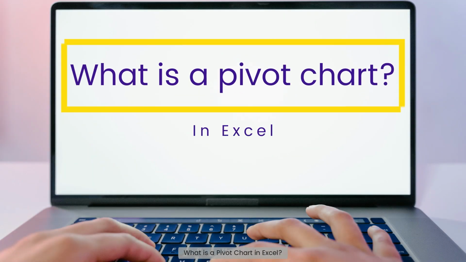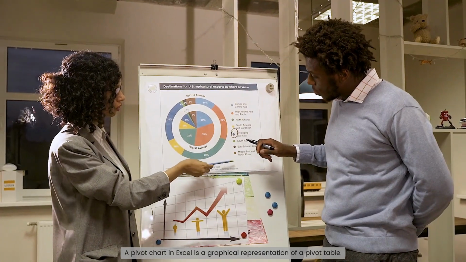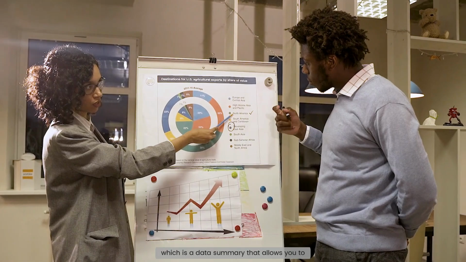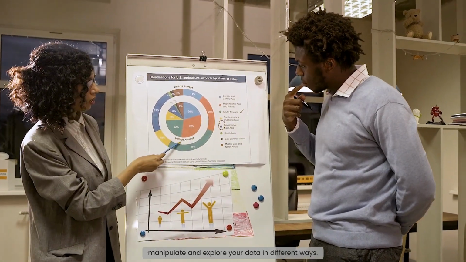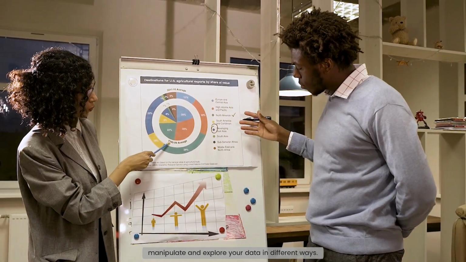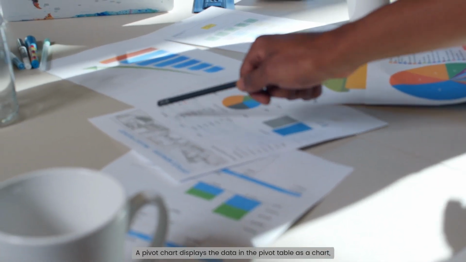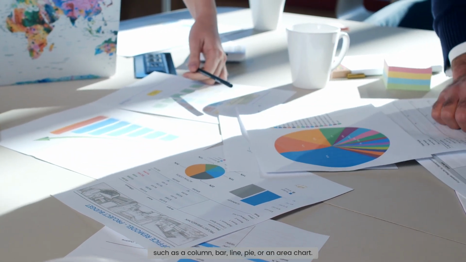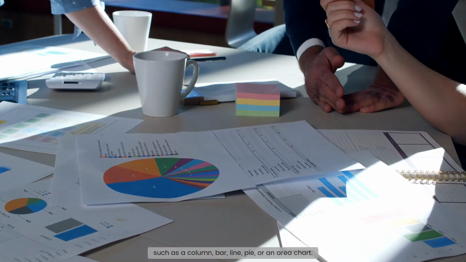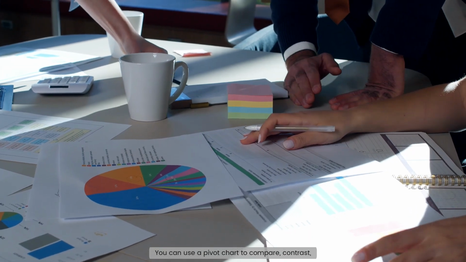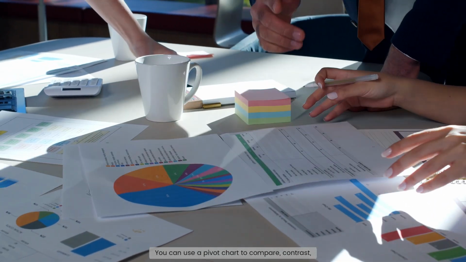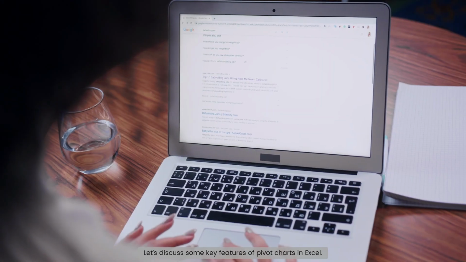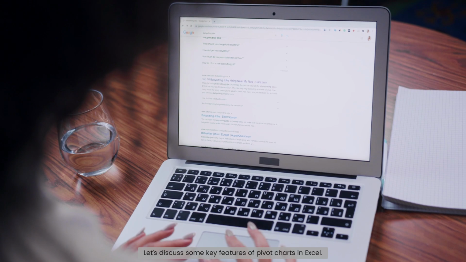What is a pivot chart in Excel? A pivot chart in Excel is a graphical representation of a pivot table, which is a data summary that allows you to manipulate and explore your data in different ways. A pivot chart displays the data in the pivot table as a chart, such as a column, bar, line, pie, or an area chart. You can use a pivot chart to compare, contrast, and identify trends or patterns in your data.